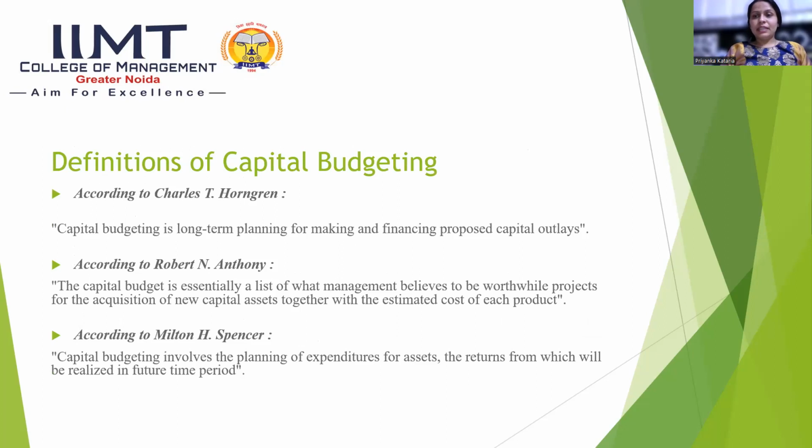Let us discuss some definitions of capital budgeting. According to Charles T. Horngren, capital budgeting is long-term planning for making and financing proposed capital outlays. Next definition, according to Robert N. Anthony, the capital budget is essentially a list of what management believes to be worthwhile projects for the acquisition of new capital assets together with the estimated cost of each project.